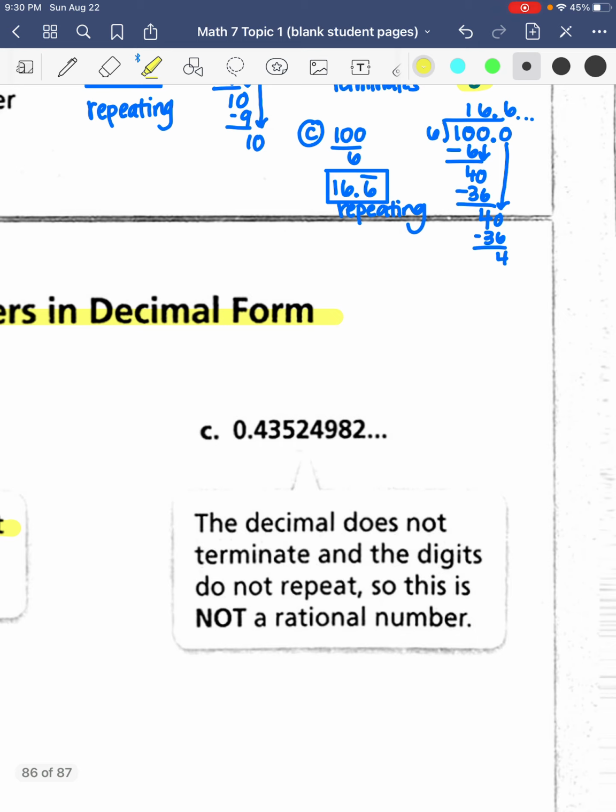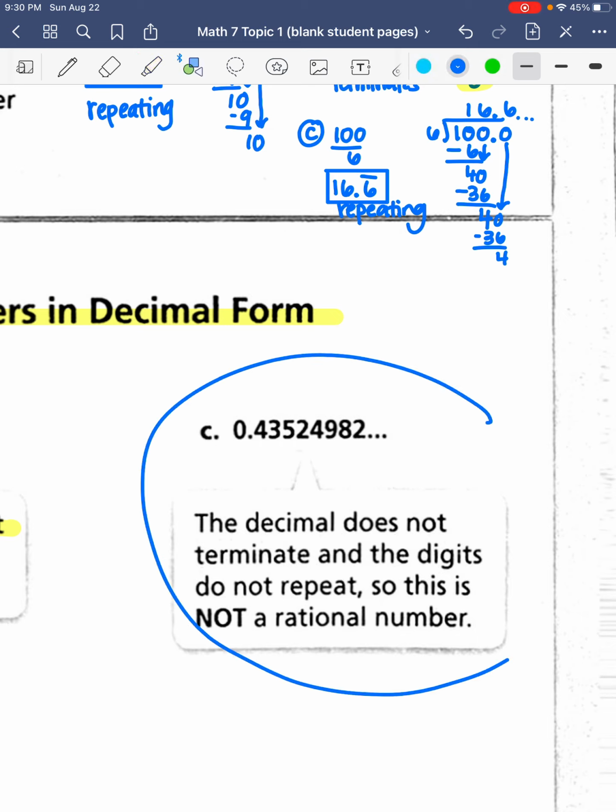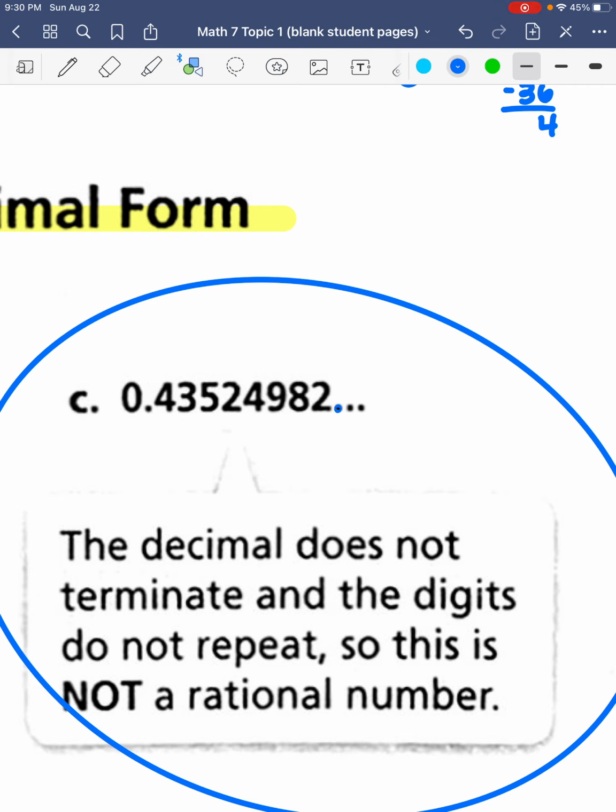Okay? But let's look at this one right here. 0.43524982... What does this ... indicate? Well, hopefully you remember that it indicates that that decimal keeps on going. It doesn't end. So this decimal does not terminate, and the digits do not repeat. So this is not a rational number.